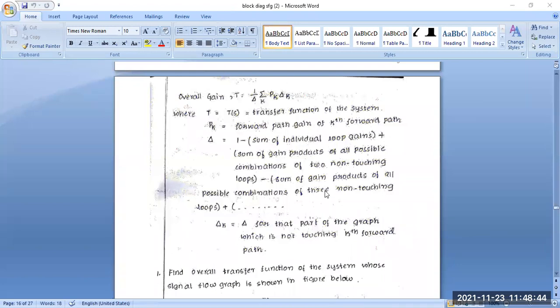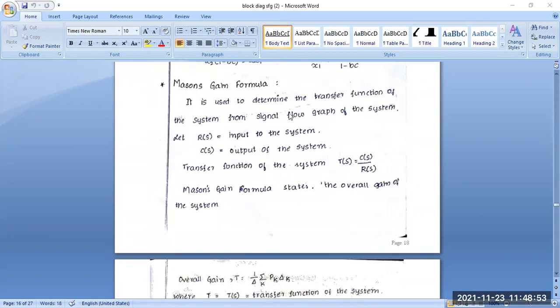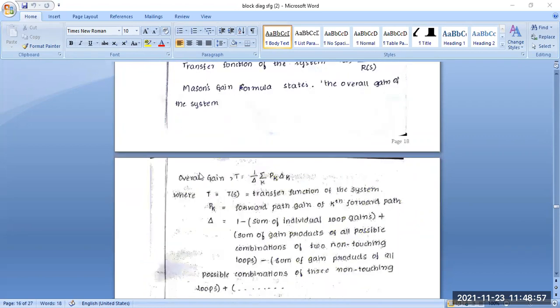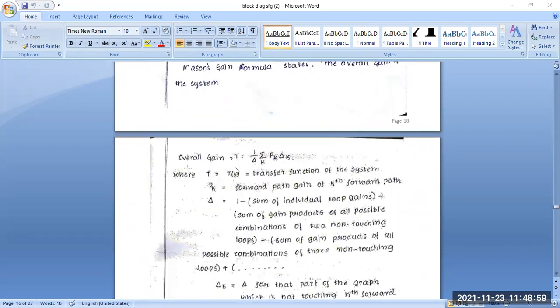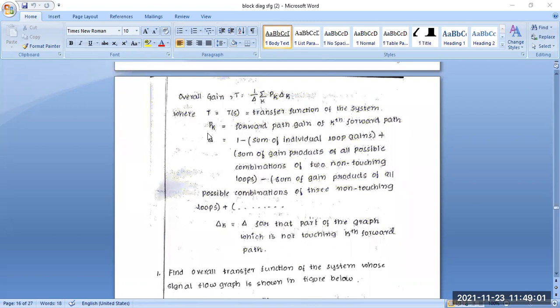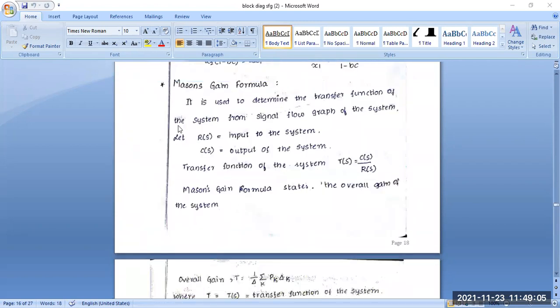So this is an important question. It is coming in your exams. What is Mason gain formula? Explain it. At that time you have to explain these diagrams, explain these equations, and what the formula is, and explain every term. So this is a very important question. What is Mason gain formula? Explain it.